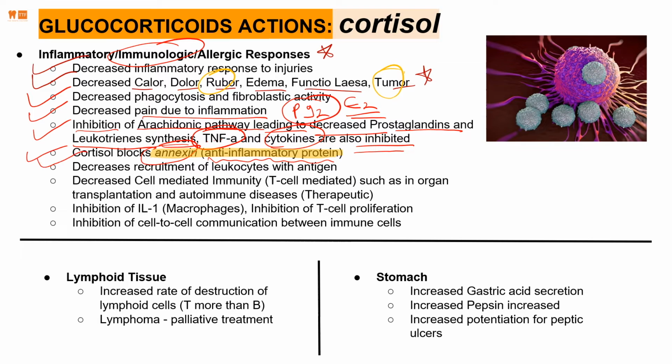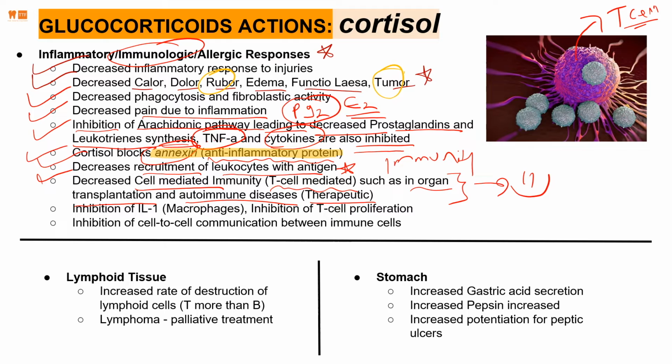It decreases recruitment of leukocytes with antigen. So now we're directly into the immunity, letting all the bugs come in. This, by the way, is a T cell, killer T cell. It decreases cell-mediated immunity, such as T-mediated cells in organ transplantation cases and autoimmune diseases and therapeutics. In a way, this is a good thing. Why? Because say you got a new kidney. Your body's going to be like, uh-oh, new kidney. I have to reject that kidney.